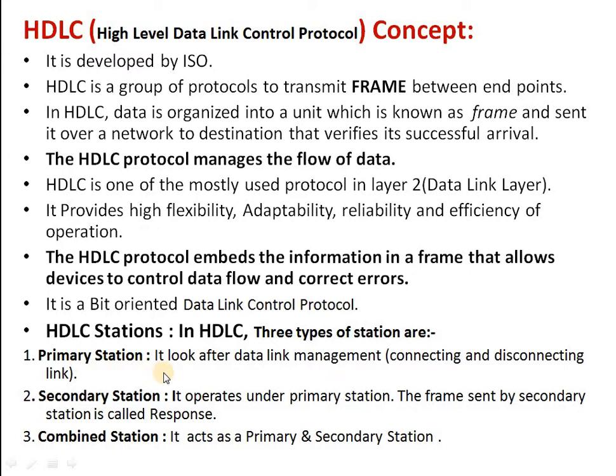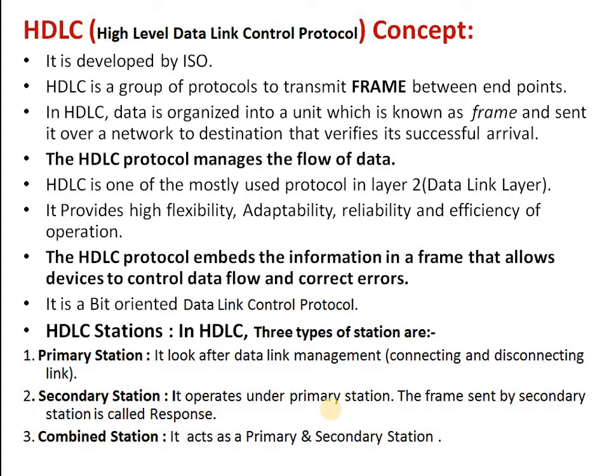The primary station looks after data link management, meaning connecting and disconnecting the link between the sender and receiver. How the link connects the sender and receiver and disconnects. Second point is the secondary station. It operates under the primary station. The frame sent by the secondary station is called a response.